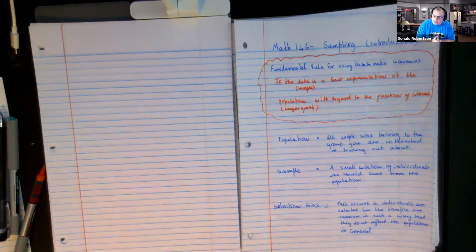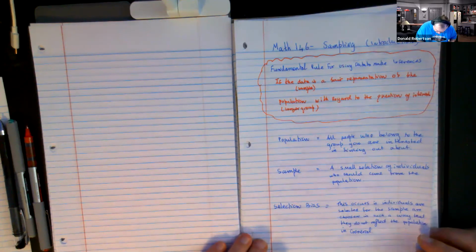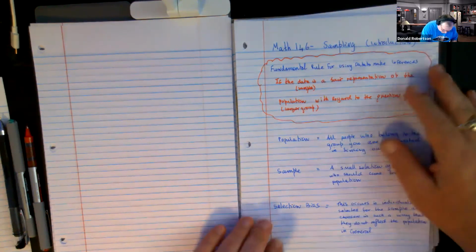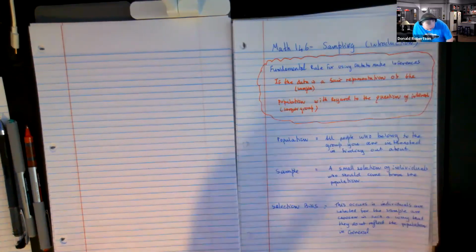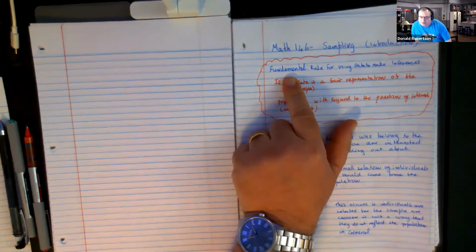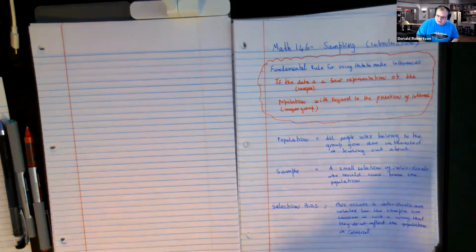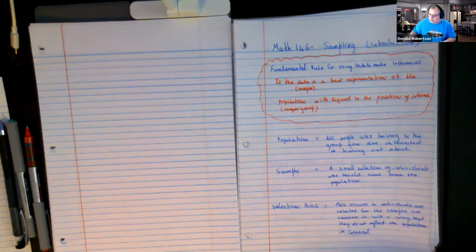And so we're going to be looking at that, and I'll talk about examples of different types of situations where you would collect data and some of the pitfalls that you run into when you want to get good data. So we'll start off with the fundamental rule for using data to make inferences. If you collect good information, when they say you make an inference about it, what it means is that you can collect that information and use it to predict what you think is happening in the big world.